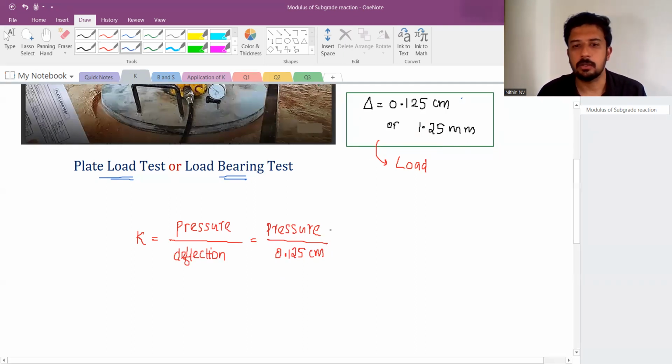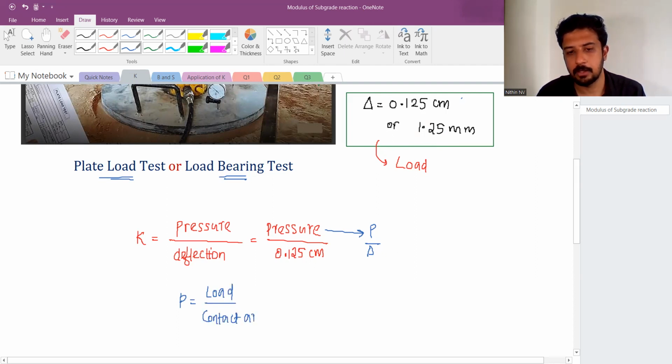Now how to calculate the pressure, if I'm just keeping it as P by delta? Delta is 0.125. Now how to calculate this pressure P? Pressure is nothing but load by area. We know that, right? Load by the contact area. But sir, how to calculate the contact area? Will they give it in the question? No, absolutely not. Then how are we going to calculate the contact area? The load we are going to note down from the dial gauges.